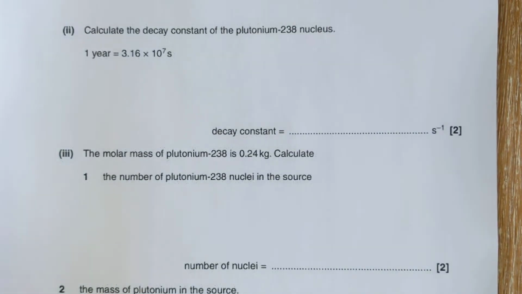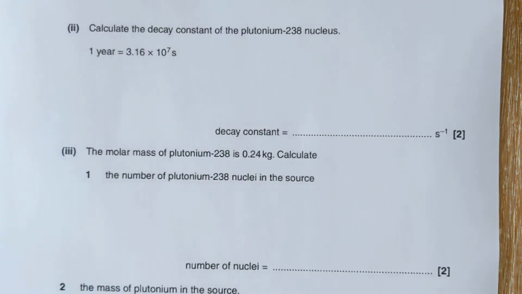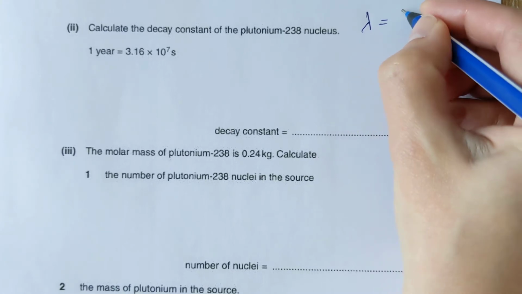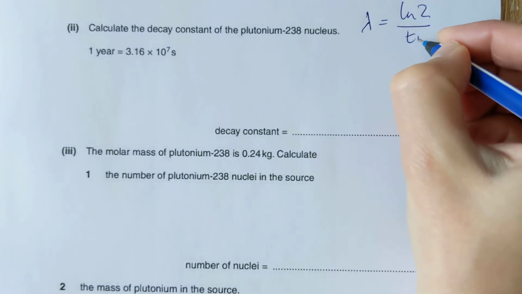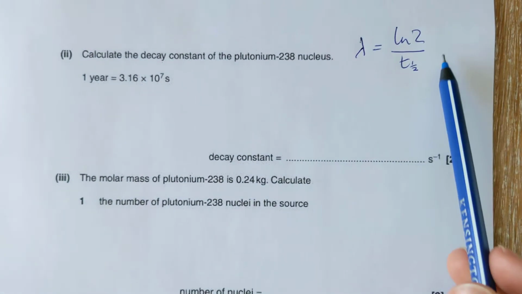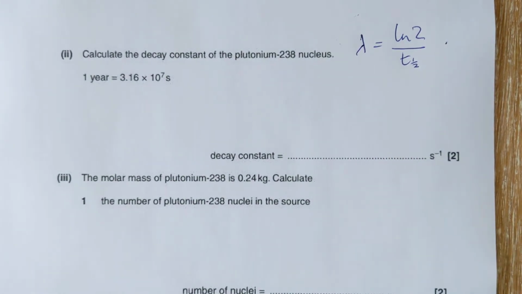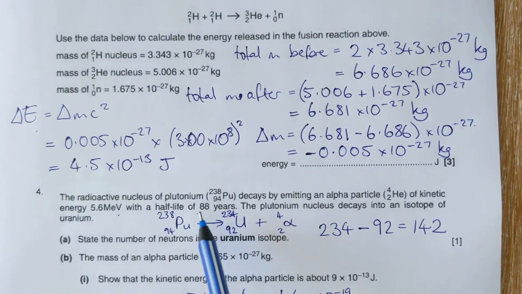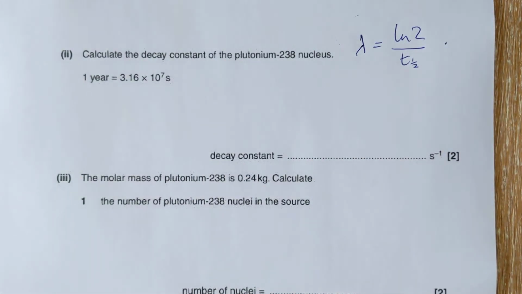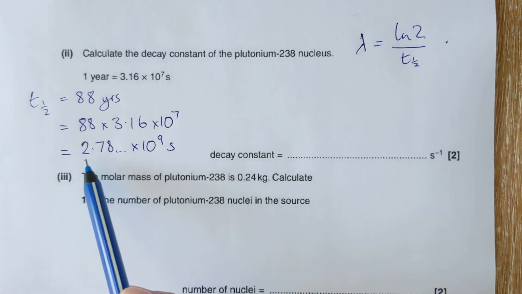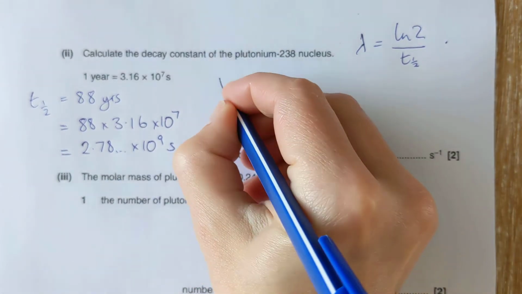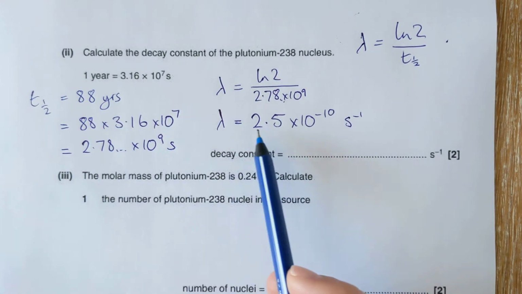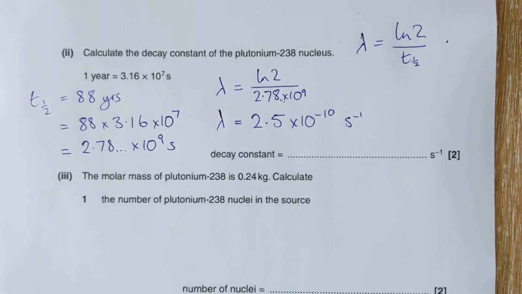Now we're after the decay constant, and it's important to remember this formula for the decay constant. People often forget that one. That's the one we want here because we are told the half-life, it's 88 years. So converting the time to seconds first of all, and then putting it in the formula, and rounding to 2 sig fig to agree with the time at the end there again.